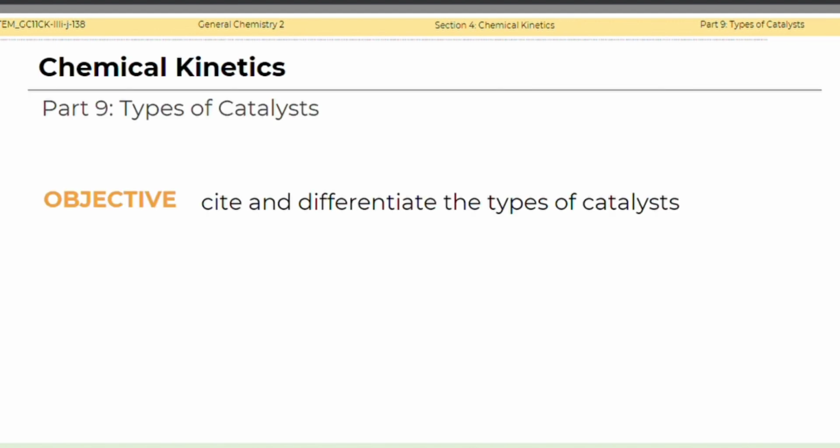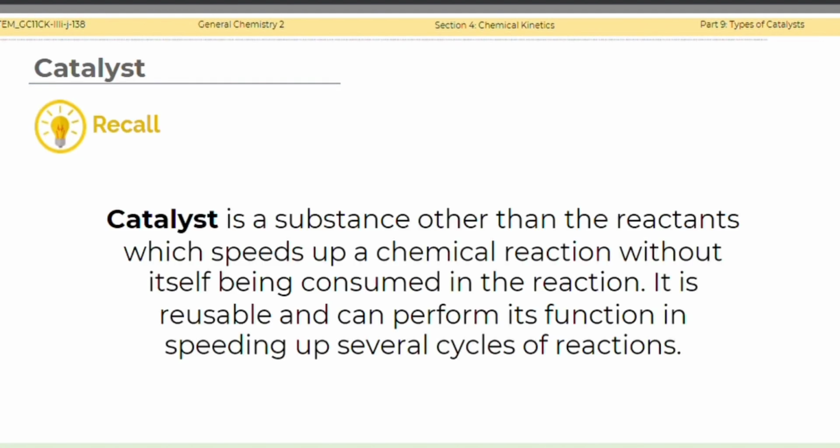In this lesson, we will cite and differentiate the types of catalysts. A catalyst is a substance other than the reactant, which speeds up a chemical reaction without itself being consumed in the reaction. It is reusable and can perform its function in speeding up several cycles of reactions.